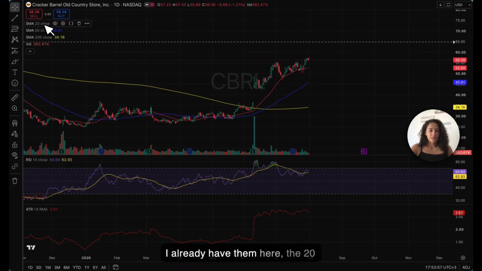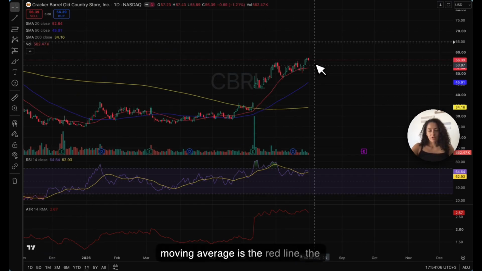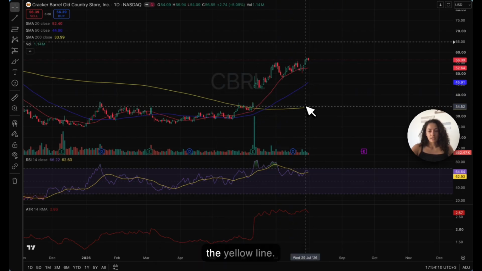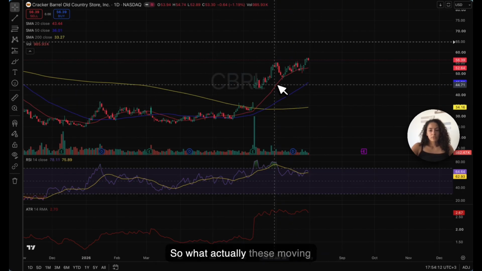I already have them here, the 20 simple moving average, the 50 and the 200. You can see them on the top left. Here on the chart, the 20 simple moving average is the red line, the 50 is the blue line, and the 200 is the yellow line. So what are these moving averages actually telling us?